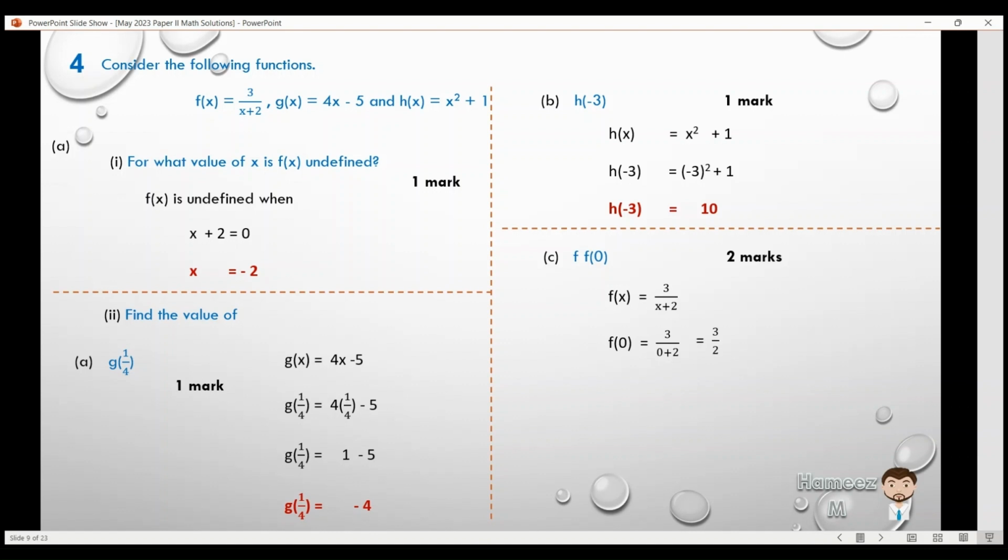As such, when we look at the composite function f of f of 0, we can take out f of 0, which is on the right-hand side.